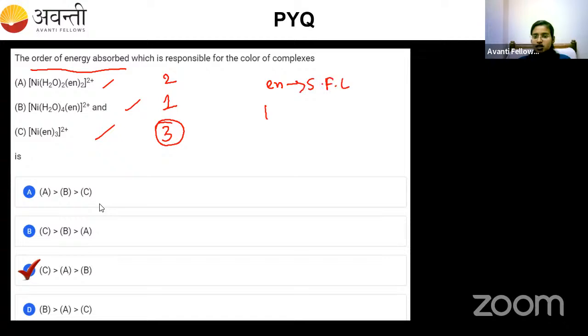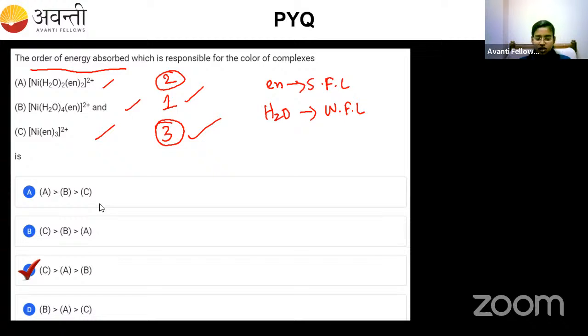Water is a weak field ligand. So, strong field ligand will absorb more amount of energy. Since more number of ethylene diamine is in compound 3, it absorbs more energy. Then comes A, then at last only B will come. Okay. So, the correct order is option C. Very good.